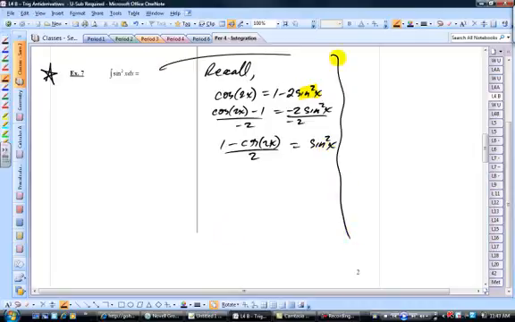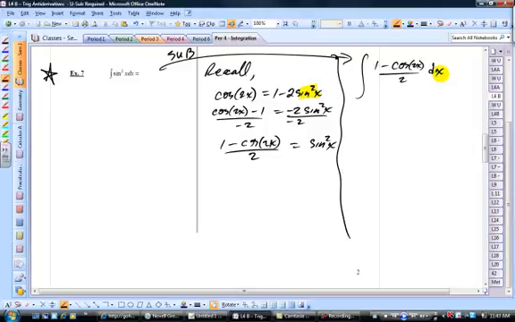Okay, so now we're going to substitute that in. Instead of integrating sine squared x dx, we're going to integrate what it's equivalent to instead. So let's substitute in and then integrate (1 minus cosine of 2x) divided by 2 dx. All I did right there is just straight substitution.